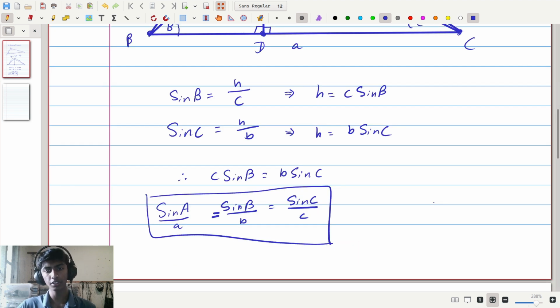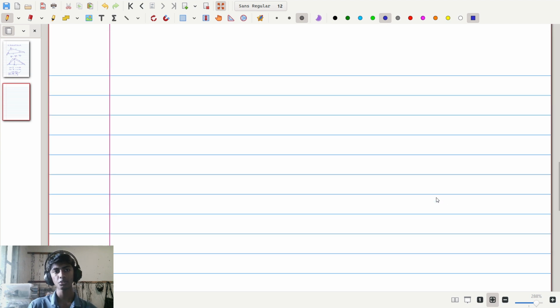Now that we have proven the sine rule, that sine a divided by a is equal to sine b divided by b is equal to sine c divided by c, where capital A, capital B, capital C are the angles at the points A, B, C, and the lowercase a, b, c are the lengths of the sides opposite to the angles capital A, capital B and capital C respectively. So now we'll move on to the second rule that I mentioned, the cosine rule.